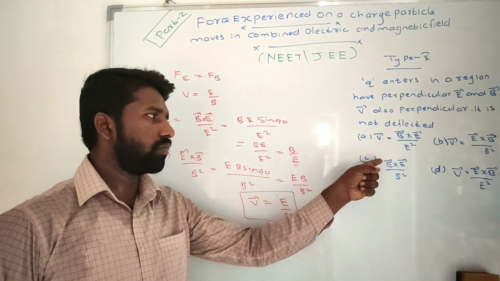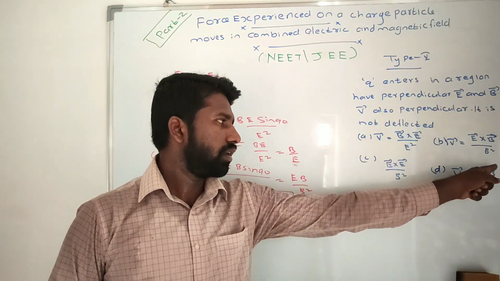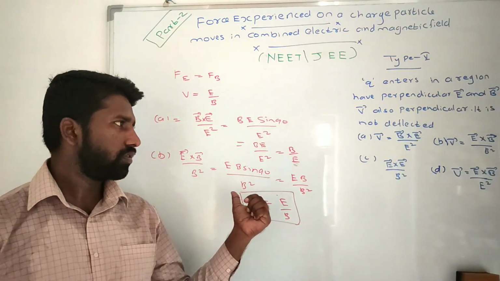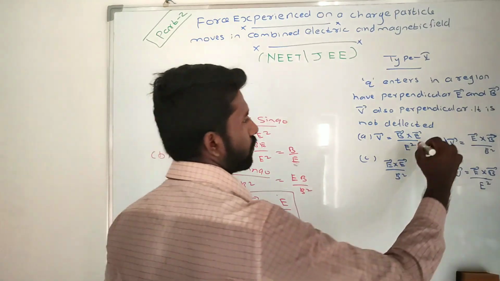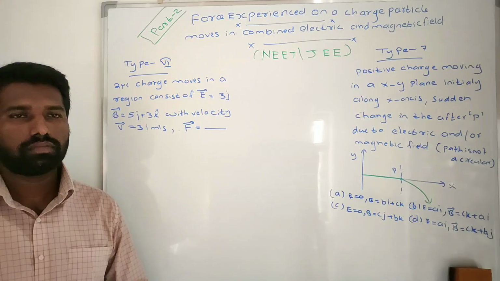If you check the others, here E cross E is equal to 0. E cross B, here also you will not get V is equal to E by B. So, the second one is the correct answer for this. Okay, this is about type 5.